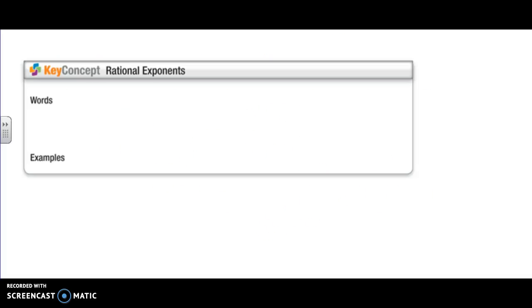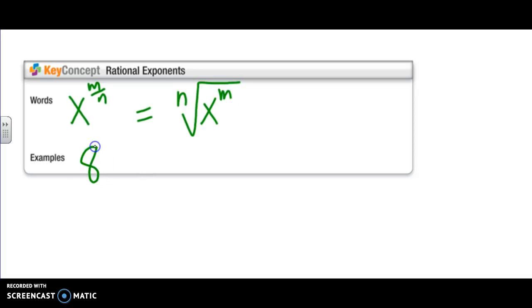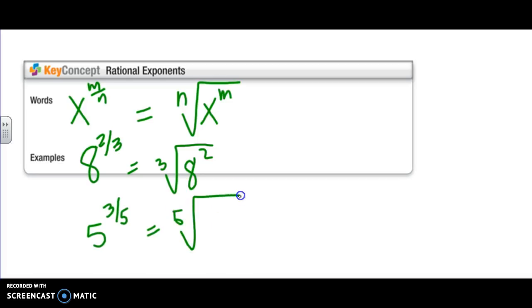So when we write this down, we can say x to the m divided by n power is the same as n would be your root and m would stay your exponent. Okay, so you just had one example, 8 to the 2/3 would be the 3rd root of 8 squared. Okay, 5 to the 3/5 power would be the 5th root of 5 cubed, and so on.